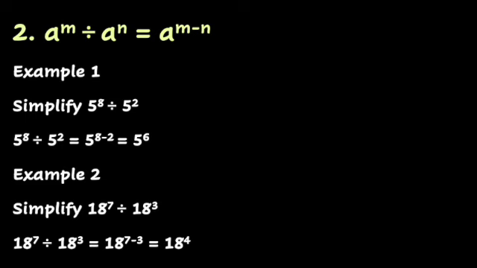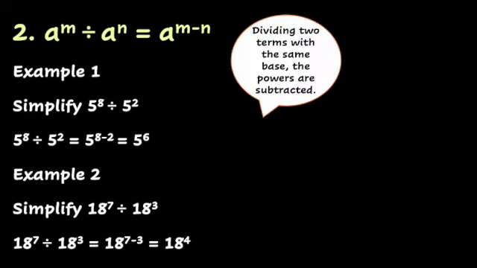In our second law of indices, if we are dividing two terms with the same base, the powers are subtracted. So we have a raised to the power m divided by a raised to the power n equals a raised to the power m minus n. Have a look at the left hand side here. We are dividing one term by another and they have the same base. So we can always subtract the powers to get the answer.